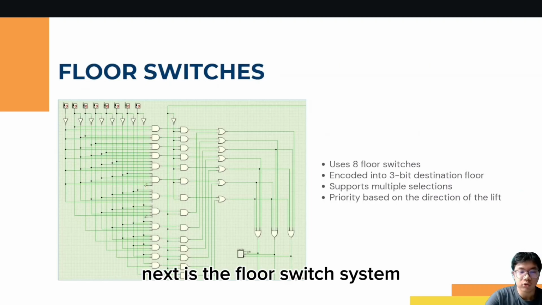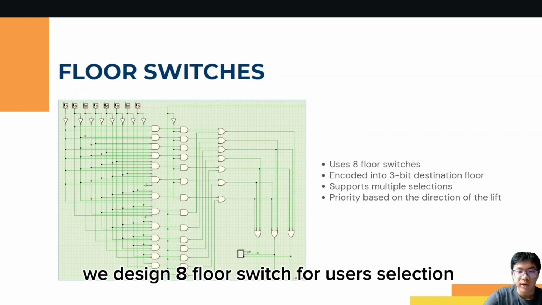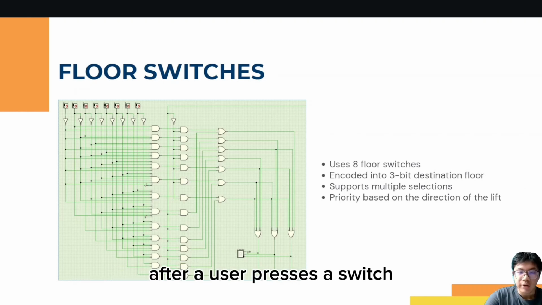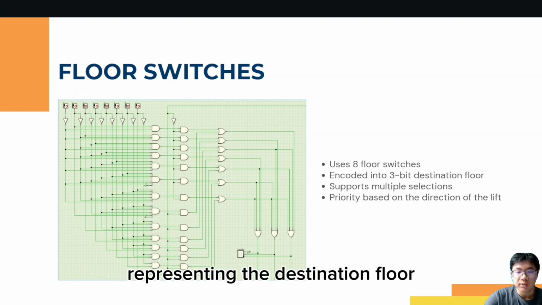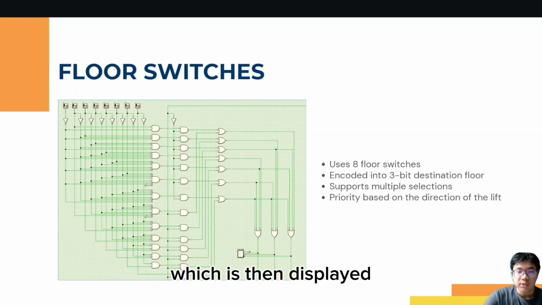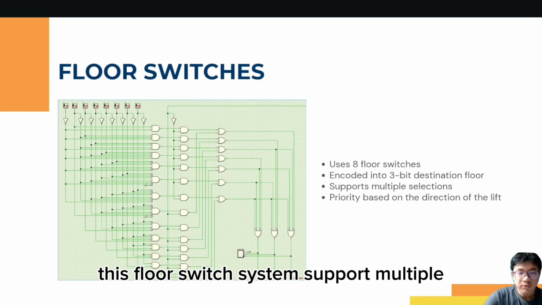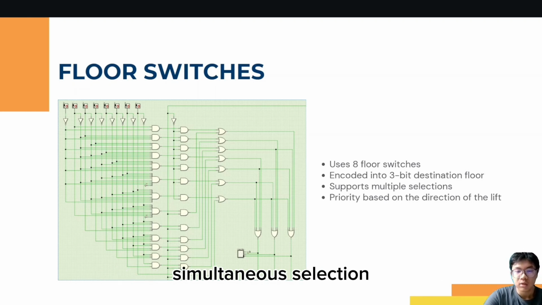Next is the float switch system. We design 8 float switches for user selection. After a user places a switch, the input is encoded into a 3-bit binary value representing the destination floor, which is then displayed. This float switch system supports multiple simultaneous selection.